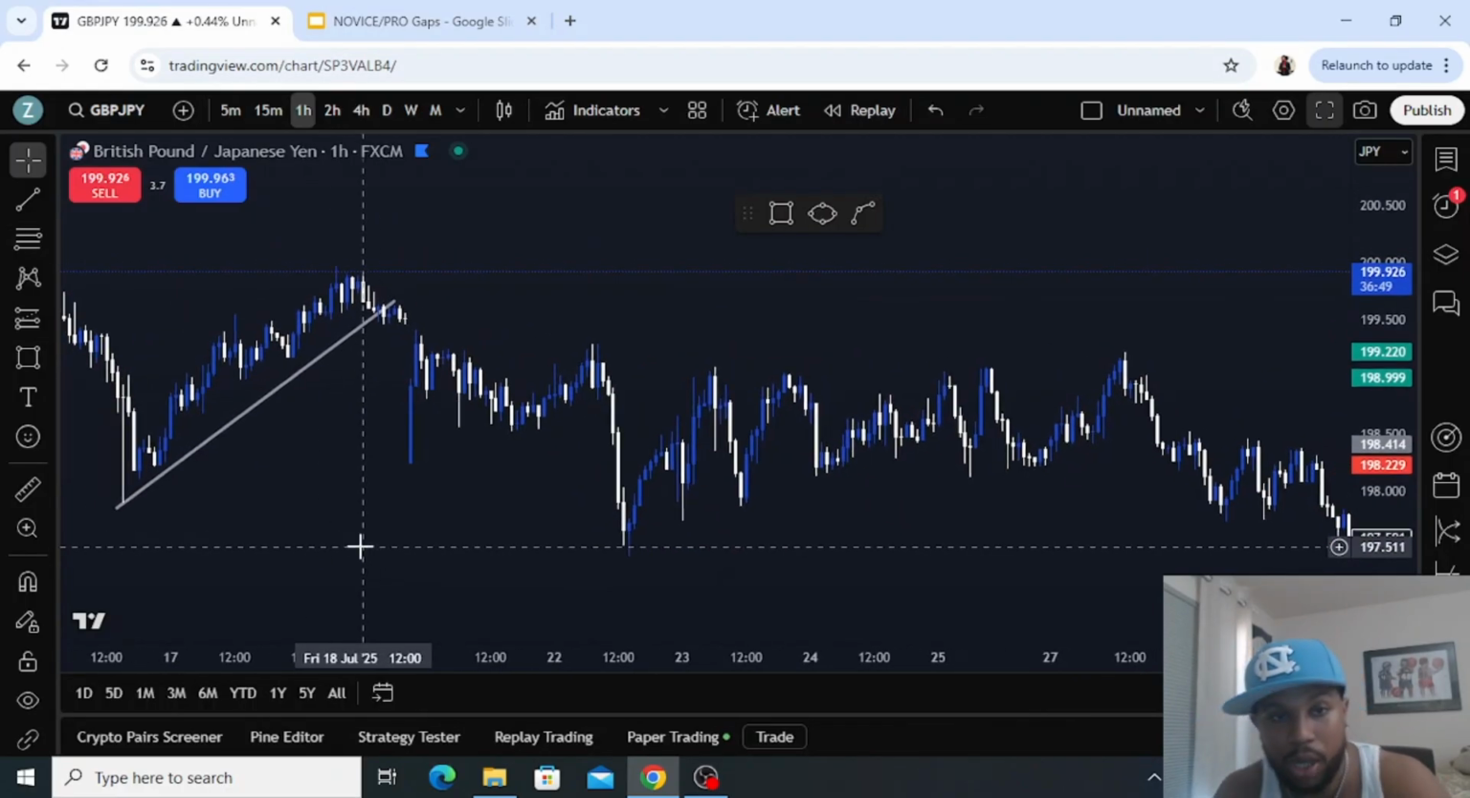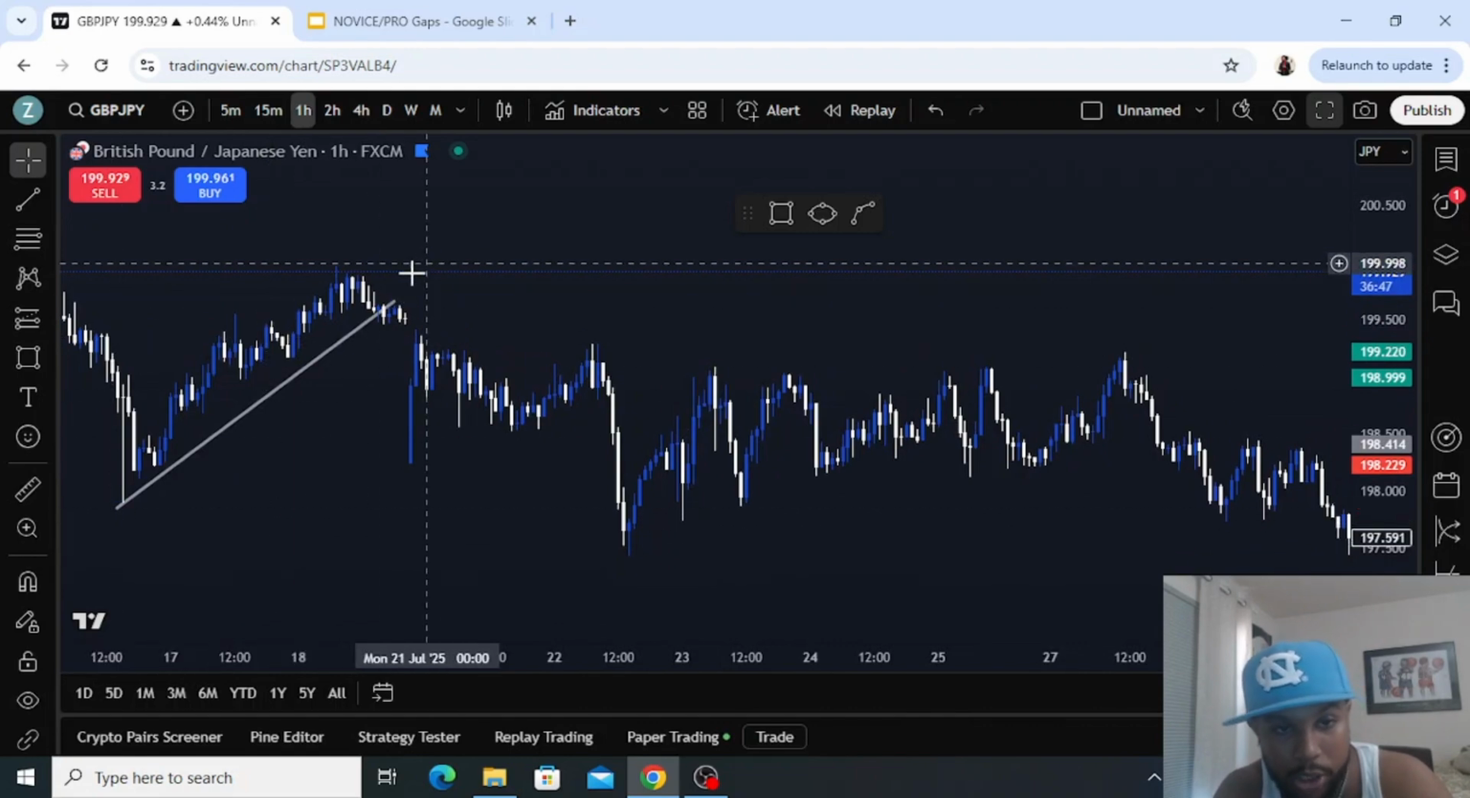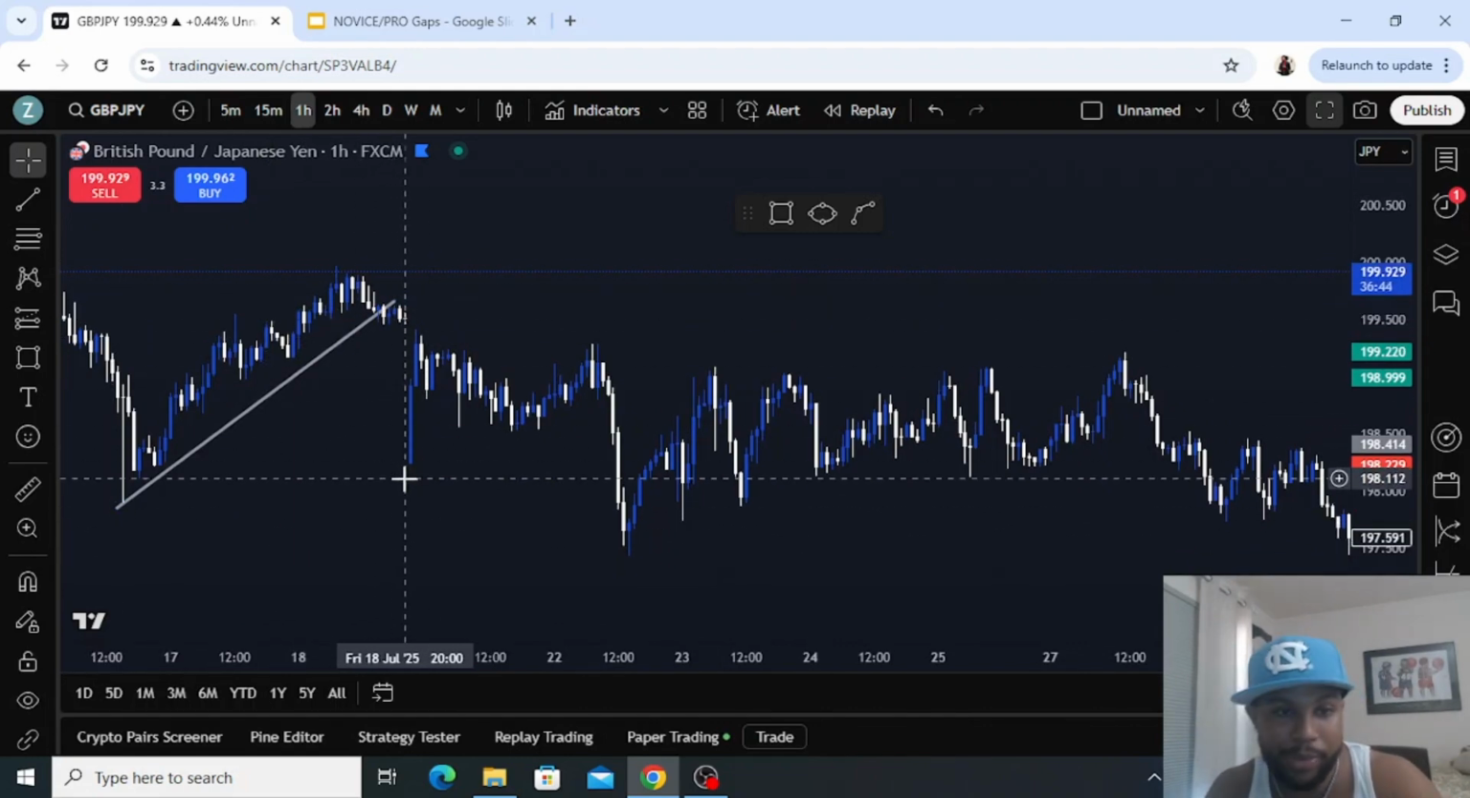All right, so this right here is a professional gap. It's a pro gap. Why? Because we had an uptrend right here. That's why the trend line is right here. And then we gap down in the opposite direction of the trend.